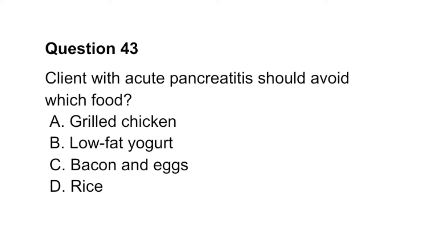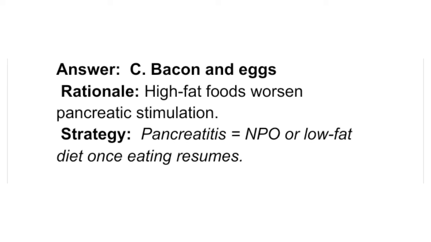Question 43. A client with acute pancreatitis should avoid which food? A. Grilled chicken. B. Low-fat yogurt. C. Bacon and eggs. D. Rice. Answer: C. Bacon and eggs. Rationale: high-fat foods worsen pancreatic stimulation. Strategy: pancreatitis equals NPO, or a low-fat diet once eating resumes.